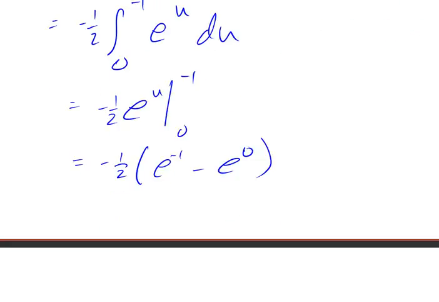Okay. So anyway, e to the 0 is just 1. So anyway, minus a half, e to the minus 1, minus 1. Okay. There you go, definite integrals with u substitution.